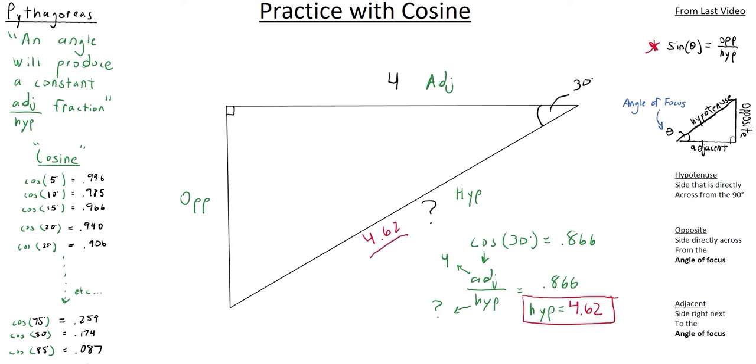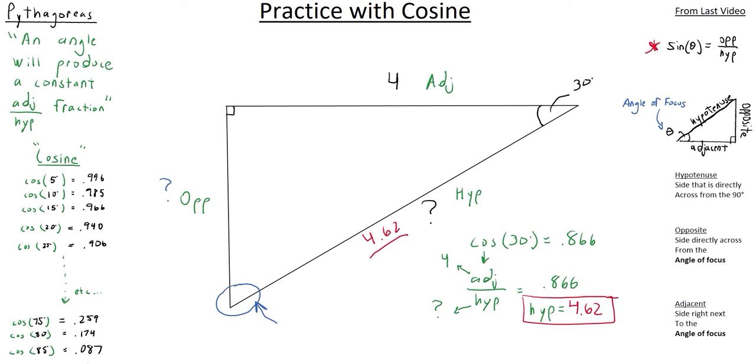Now let's say the question asks for the length of this side here. Now we could use the same technique that we did in the practice problem of the last video, which involved us switching our angle of focus here. So we could do that. We could switch our angle of focus to this one, which would rename the sides of the triangle, and then we could basically use cosine again. This would be cosine of 60.